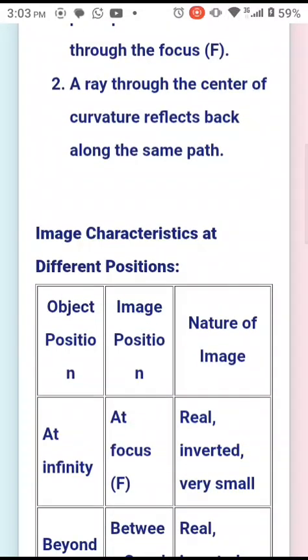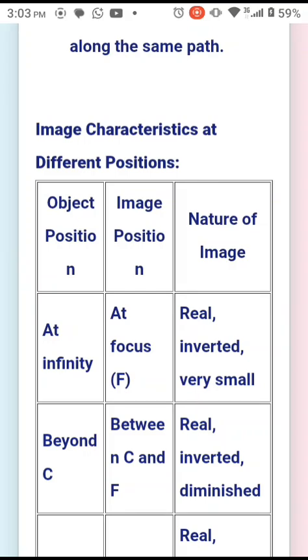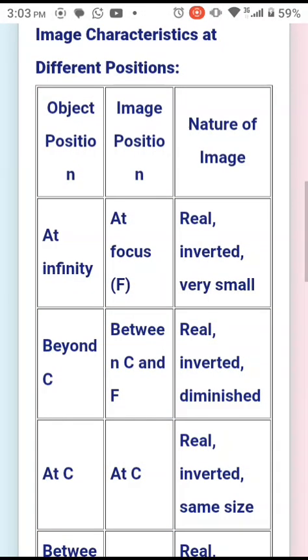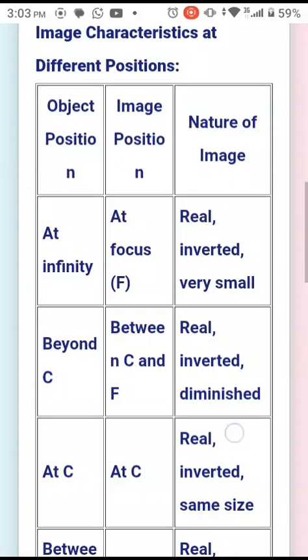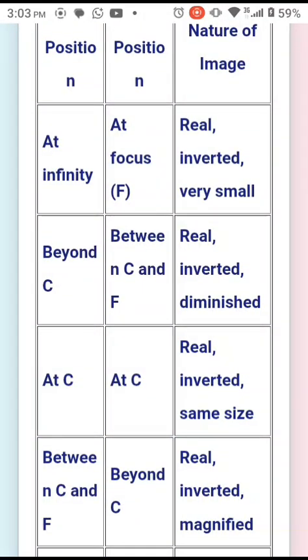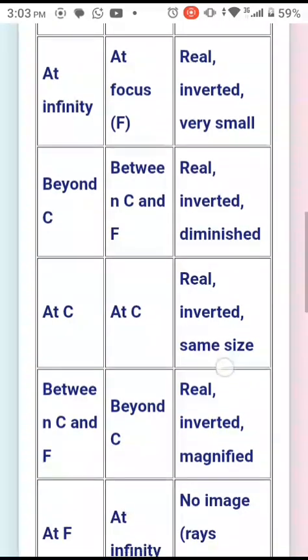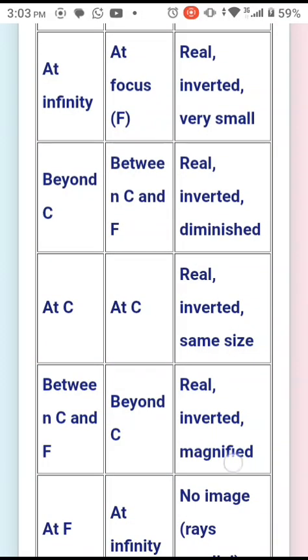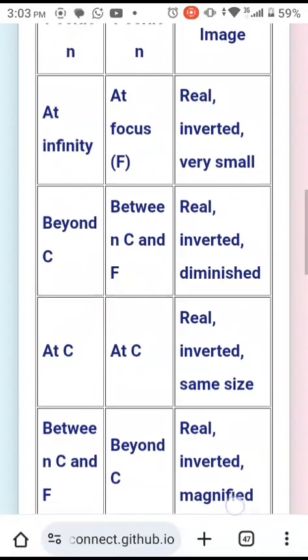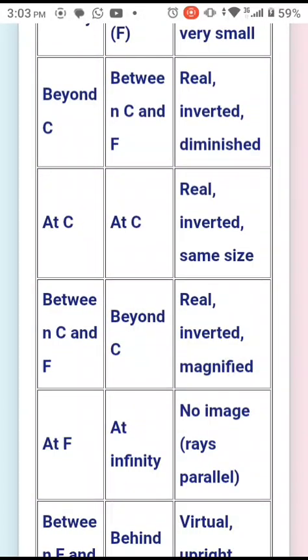Image characteristics at different positions. Object position, image position, nature of image. Object at infinity: image at focus, F, real, inverted, very small. Object beyond C: image between C and F, real, inverted, diminished. Object at C: image at C, real, inverted, same size. Object between C and F: image beyond C, real, inverted, magnified. Object at F: image at infinity, no image, rays parallel.